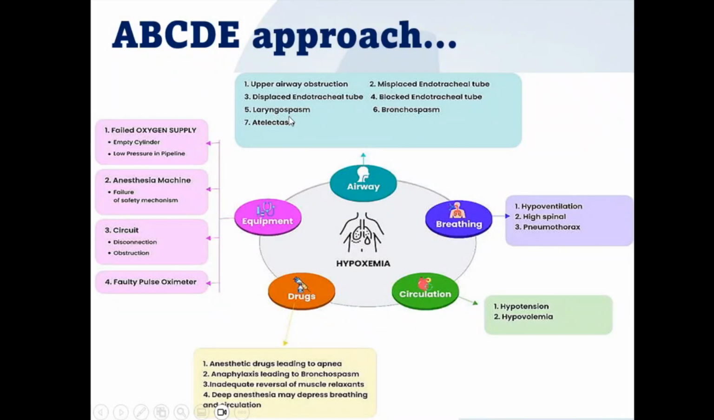Airway: everything to do with the airway, from the ETT all the way up to the patient's airway, including secretions or whatever it can be. Breathing could be hypoventilation, high spinal, or pneumothorax. Circulation could be hypotension or hypovolemia. Drugs that cause anesthetic drug leading to apnea, anaphylaxis, inadequate reversal of muscle relaxant, or deep anesthesia. Equipment issues could be failed oxygen supply causing low FiO2, the anesthesia machine causing inadequate ventilation settings, a circuit problem causing reduced flow of gas into the alveoli, or a faulty pulse oximeter.